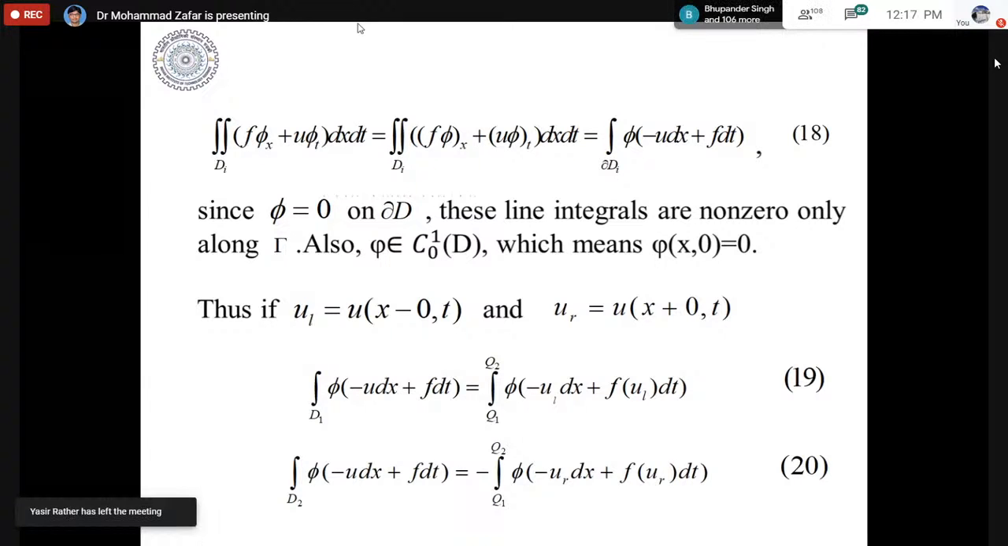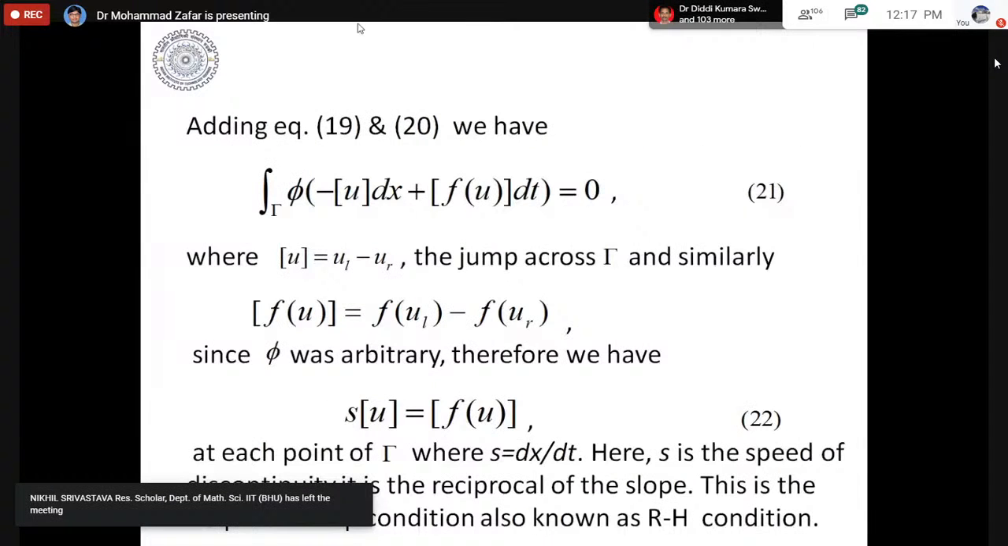Now the second integral, the line integral over ∂D2 of φ(-u dx + f dt), has a minus sign, as I showed, because Green's theorem uses counterclockwise as plus and clockwise as minus. So it is minus here, from Q1 to Q2, φ(-u_R dx + f(u_R) dt), because u_R is the right hand limit and u_L is the left hand limit. Along D2 we move to gamma from the right hand side, and along D1 from the left hand side. That is why u_L is in 19 and u_R is in 20.